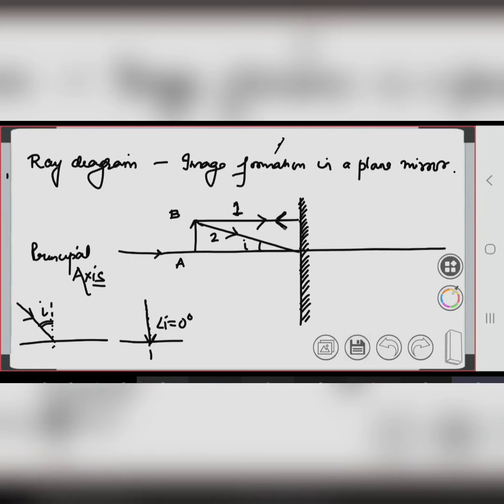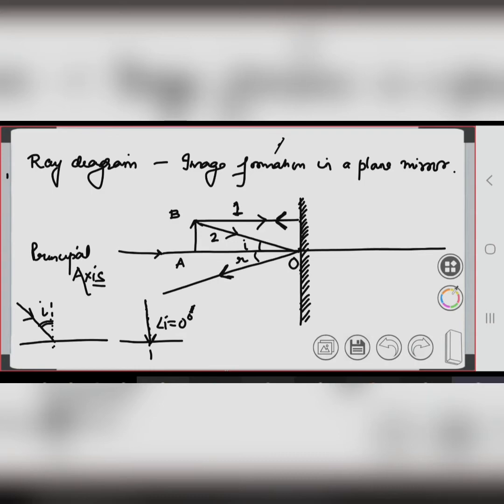Yes. And for the second ray, I simply take a protractor and measure this angle of incidence, and I make the same angle on the other side. So this would be my reflected ray going away from the mirror. Let's call the point of incidence O. Okay, so this is O.